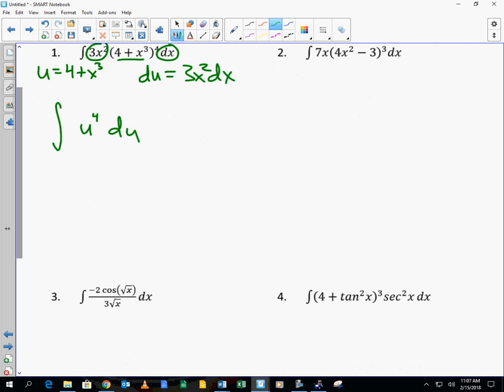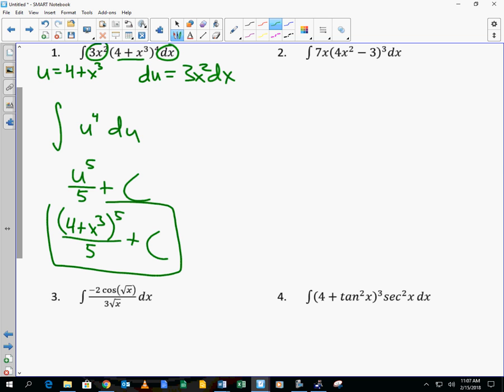What's the antiderivative of u to the fourth? Plus c. What do we put back in place of the u? Done.